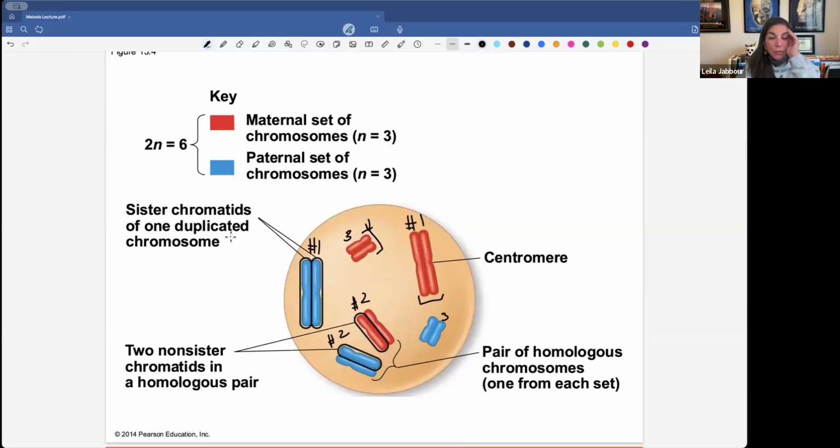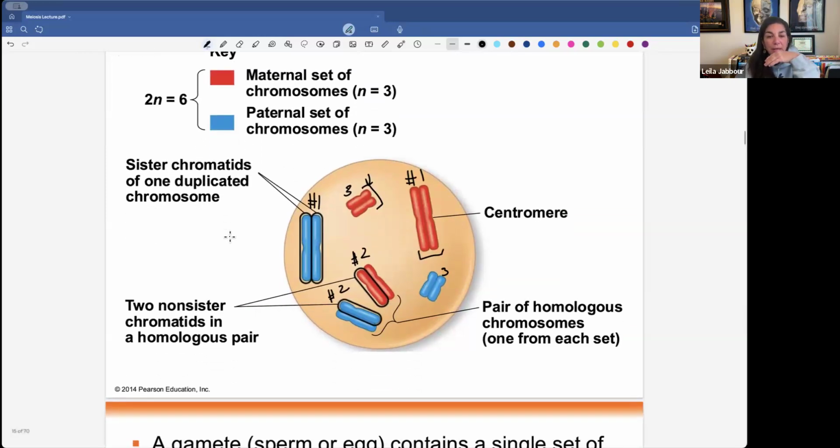So here you can see sister chromatids of 1 duplicated or replicated chromosome. And so again, this is sister chromatids, sister chromatids. Here you have 2 non-sister chromatids in a homologous pair. So this is the sister chromatid of this chromatid, and this is the sister chromatid of this chromatid, right? The sister chromatids are of the same chromosome because that's how they ended up being created. It's that one chromosome that gets copied. So there are no sister chromatids between the homologous. Make sure you understand that. And then you have a pair of homologous chromosomes or pair of replicated chromosomes.